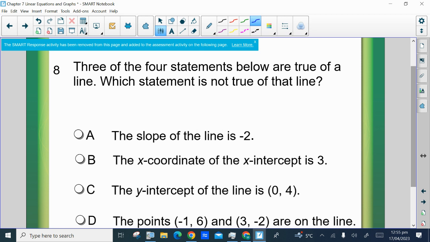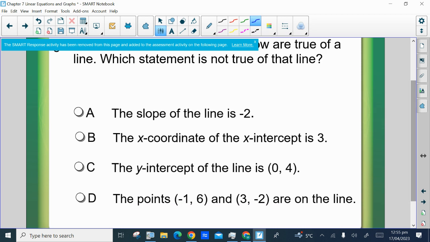3 of the 4 statements below are true of a line. So which statement cannot be true? So if we look at these 4 statements, statement A says that the slope of the line is negative 2. B says the x-coordinate of the x-intercept is 3. Remember that the x-intercept is where y equals 0, so that's the point 3, 0. The y-intercept is 0, 4, and then those 2 points lie on the line.